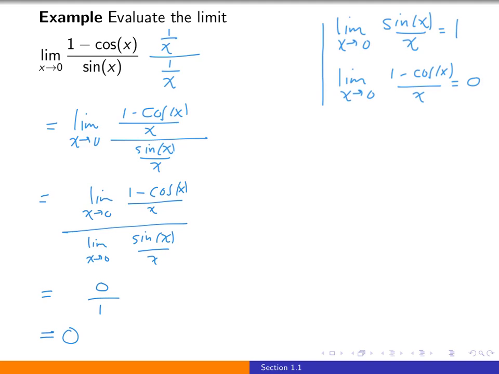So the common technique that we've used here is that we recognize the form of these special trigonometric limits, and we multiplied by 1 in the fancy way, 1 over x divided by 1 over x.